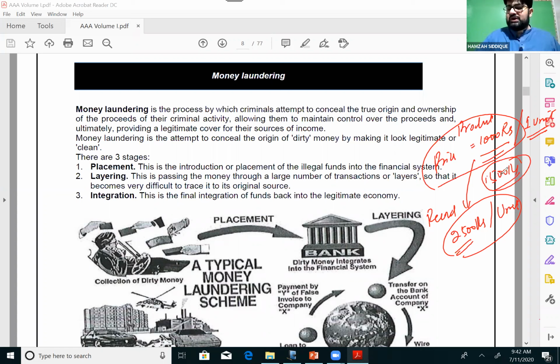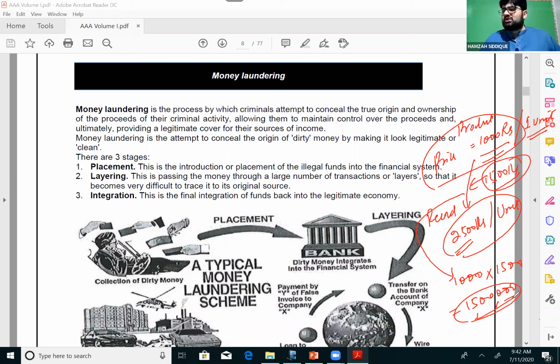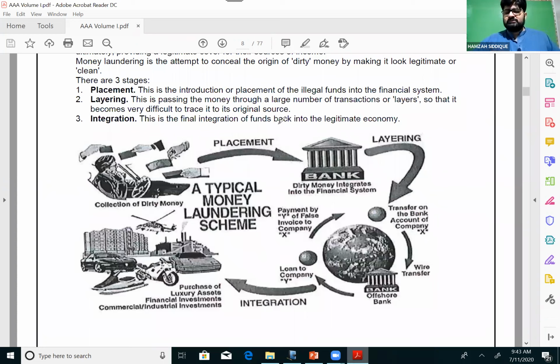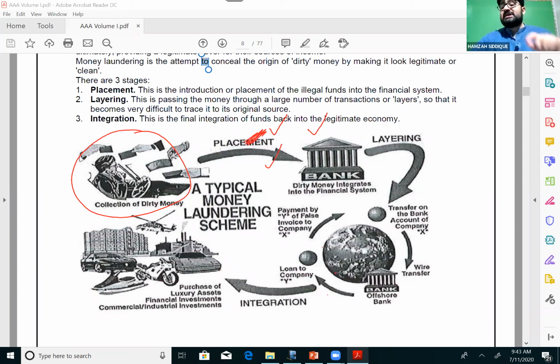So 1,500 per unit, if they sell during the year, for example, 1,000 units, you can just imagine how much it will be. Yes, 1.5 million they have converted into legal money. This is the common way. Now, placement. An old-fashioned way: you collect dirty money and deposit it. Placement is the stage where illegal money enters into the legal system for the first time. So depositing into the bank, collecting that, recording 2,500 is placement.